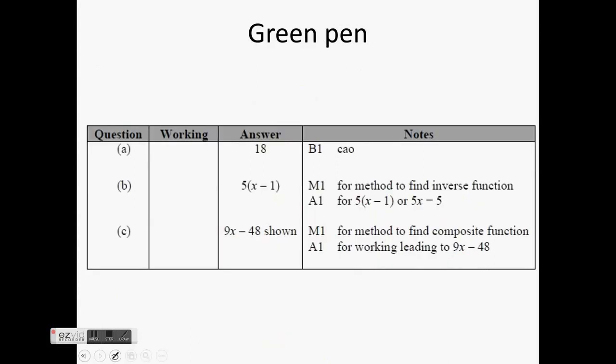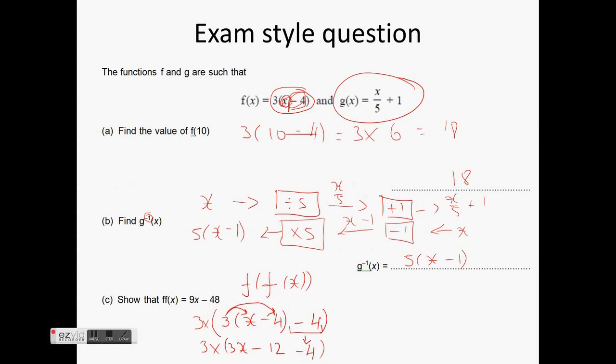So let's see, I've got my 3 brackets 3x minus 12 minus 4 is minus 16. And now all I have to do is expand this bracket. So 3 times 3x is 9x. 3 times minus 16, so I've got my minus. 3 times 6 is 18, carry the 1. 3 times 1 is 3, plus 1 is 4. And yes, we've got it. It looks like our 9x minus 48, so we did it.